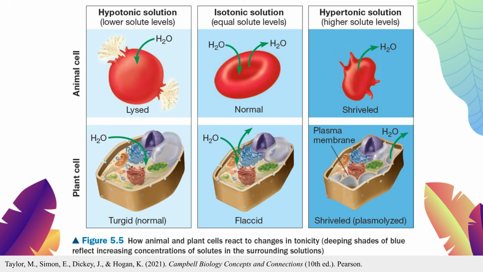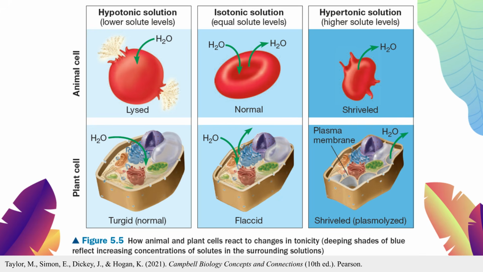In an isotonic solution, water movement is balanced. An animal cell maintains its normal shape. A plant cell becomes flaccid, meaning it lacks firmness due to reduced turgor pressure. In a hypertonic solution, water leaves the cell. An animal cell shrinks. A plant cell undergoes plasmolysis, where the membrane pulls away from the cell wall.